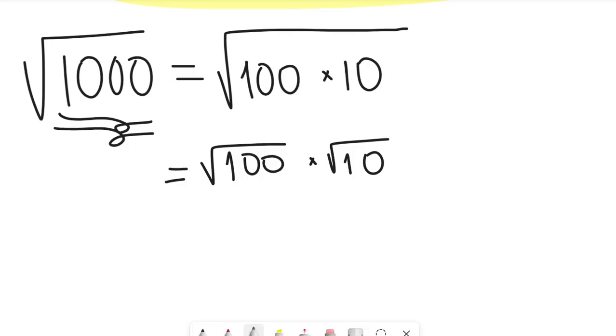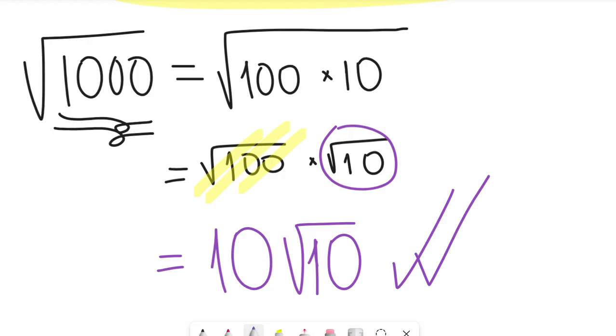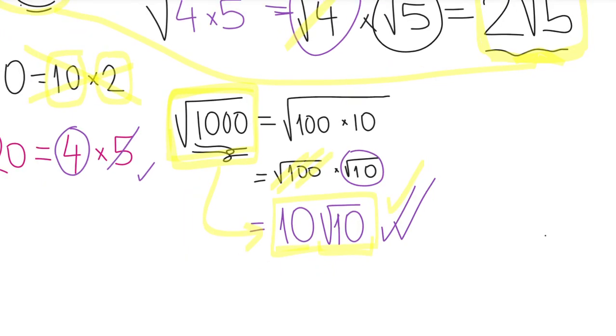Now why did we do that? What is square root of 100? Excellent, it's 10. Square root of 10, do we know what square root of 10 is? No, so we keep it as square root of 10. So guys, square root of 1000 can be simplified to 10 square root of 10. If you multiply 10 by square root of 10, you would get the same value as square root of 1000. Okay, shall we try more examples?